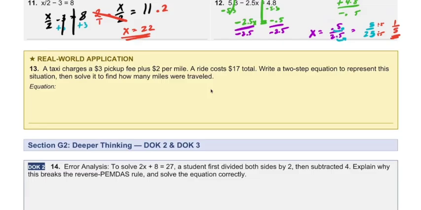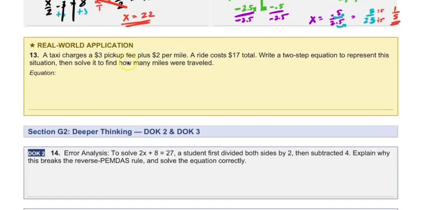Okay, last little part here, real life application problem. A taxi charges a $3 pickup fee plus $2 per mile. A ride costs $17 total. Write a two-step equation to represent the situation, then solve it to find how many miles were traveled. So I'm not sure how much we talked about this already.